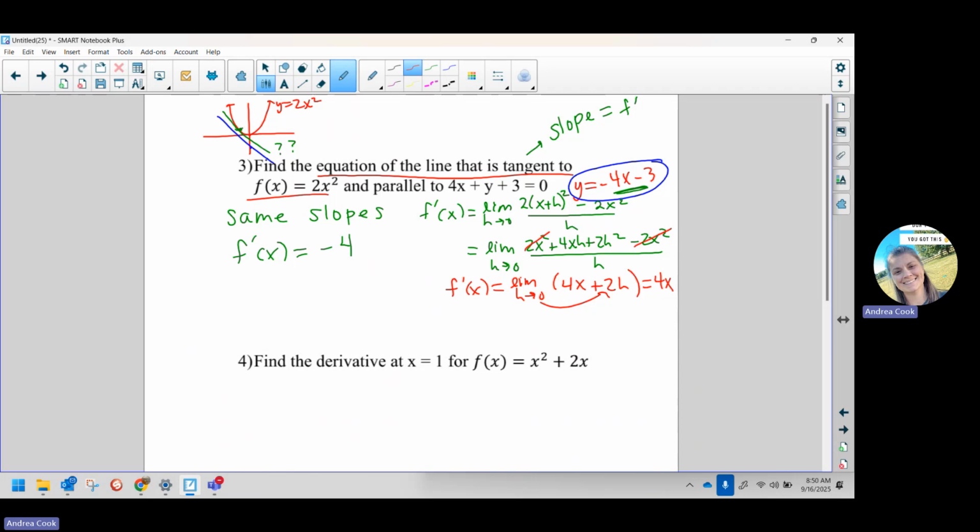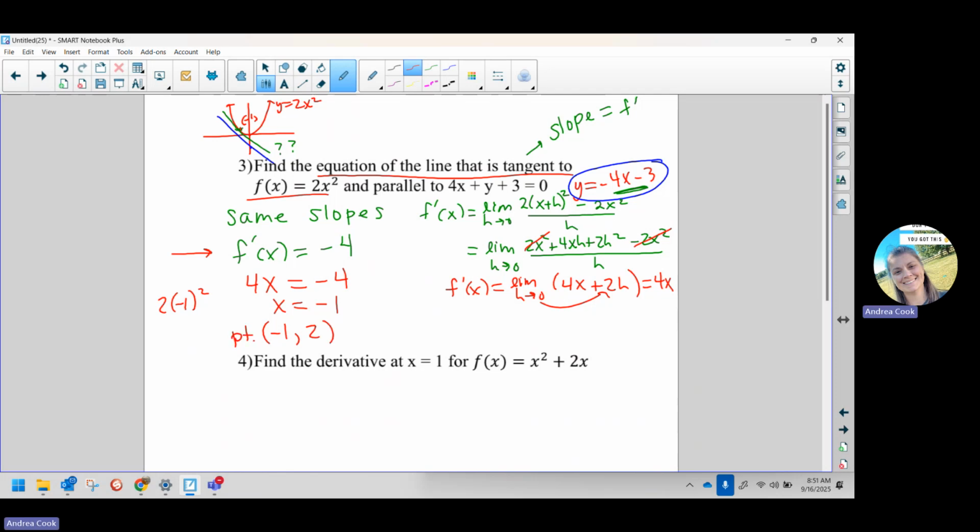So I'm going to come back to here. And in place of my derivative, what did I just find the derivative to be? 4x. So I want to know, where does 4x equal -4? At x equals -1. So that means up here on my graph, this ordered pair is -1. What would the y coordinate be? You would have to do 2 times -1 squared, which is 2. So I have the point -1, 2.